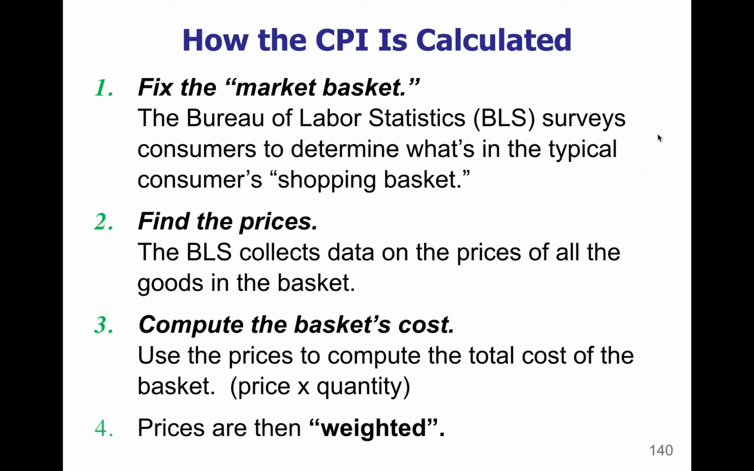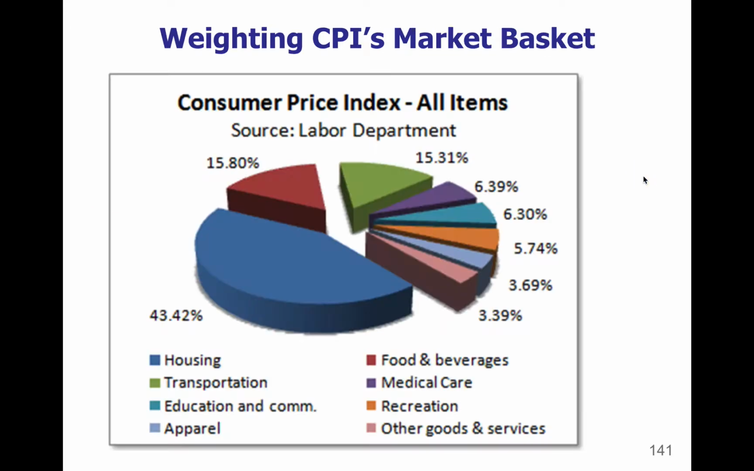Now, once they've computed the market basket, they also then weight the various categories of CPI. So this is an example of weighting. So it looks here like housing costs are 43% of the average family's monthly expenditures. So they're going to take everything related to housing and weight that 43%. Food and beverage is next at 15.8, transportation at 15.31. You can also see that there's things like medical and healthcare, education, also recreation and entertainment, all various things that would be in the CPI's market basket.